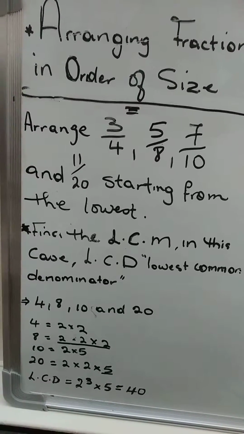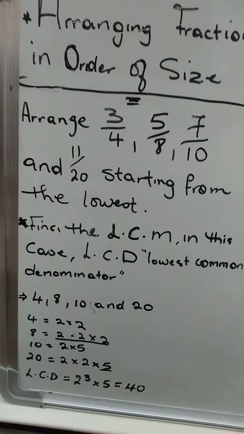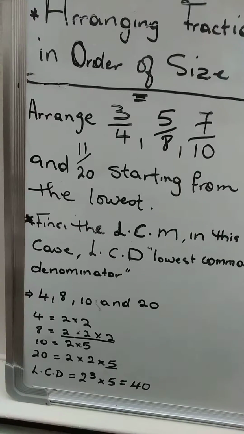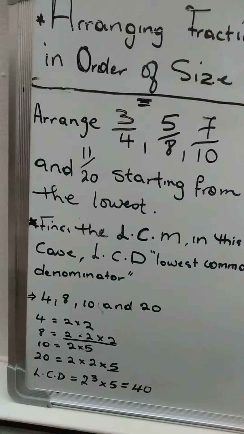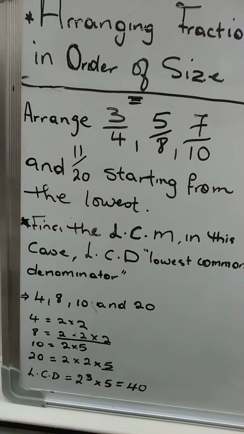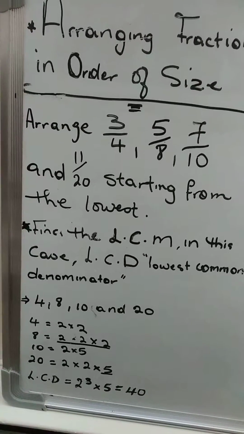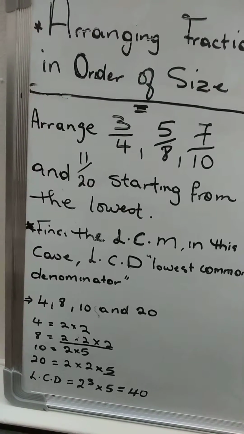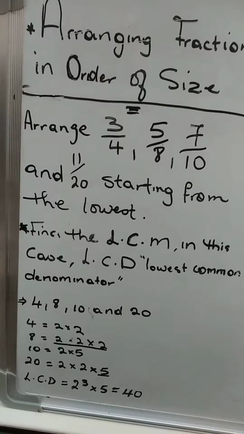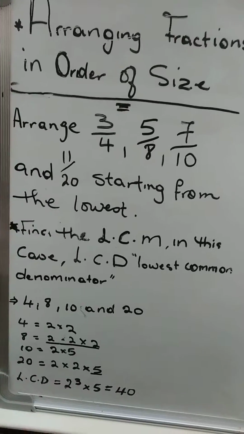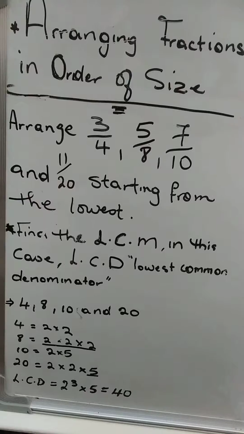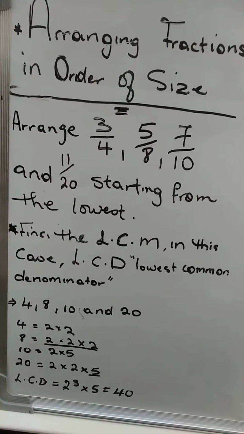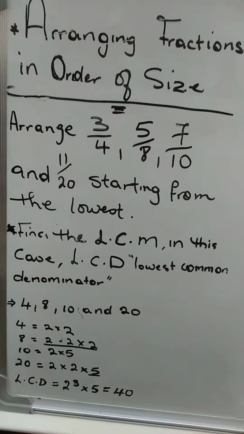For me, normally, I can just look at a fraction and tell you which is the largest or the smallest, which would fall in the lowest arrangement or the highest arrangement. First, I thought of a new, easier way of finding the lowest and the highest in terms of size.